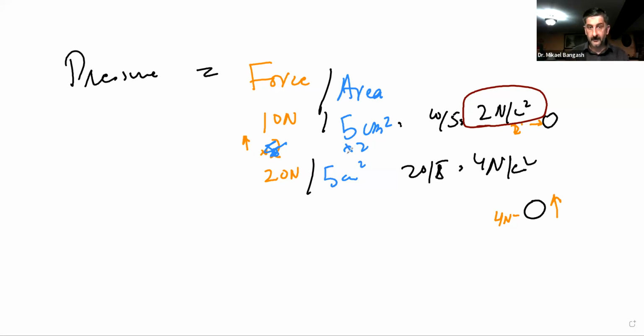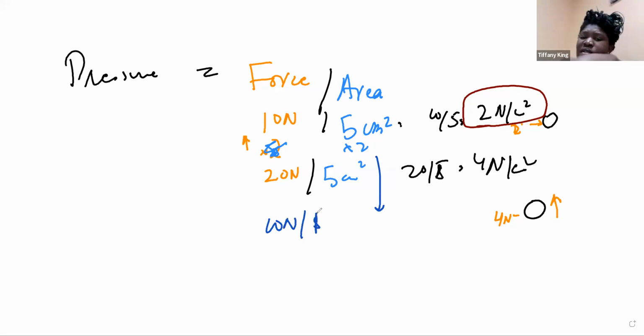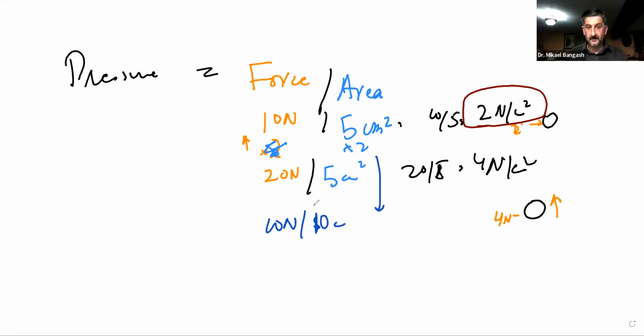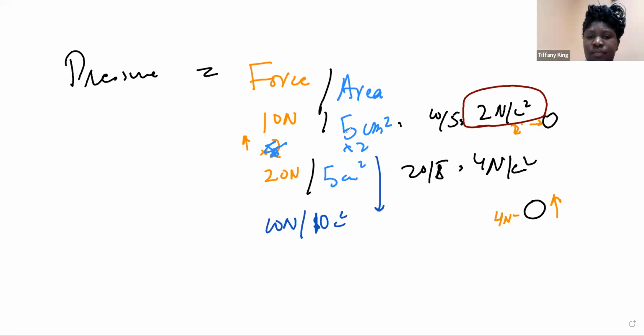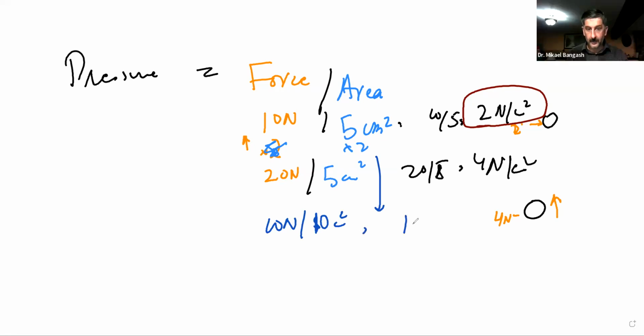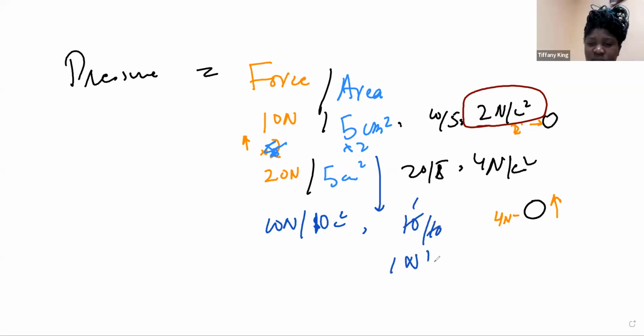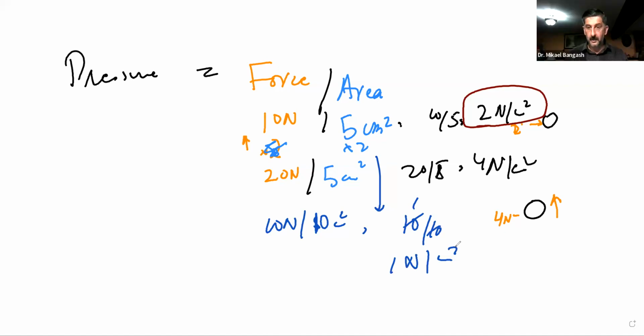But if we double the area, what it becomes is 10 newtons per 10 centimeter squares, because we doubled the area, right? So 5 times 2 is 10. What do you get now? 10 divided by 10 is 1 newton per centimeter square. So your initial pressure was 2 newtons per centimeter square, but you doubled the area, so it becomes half.